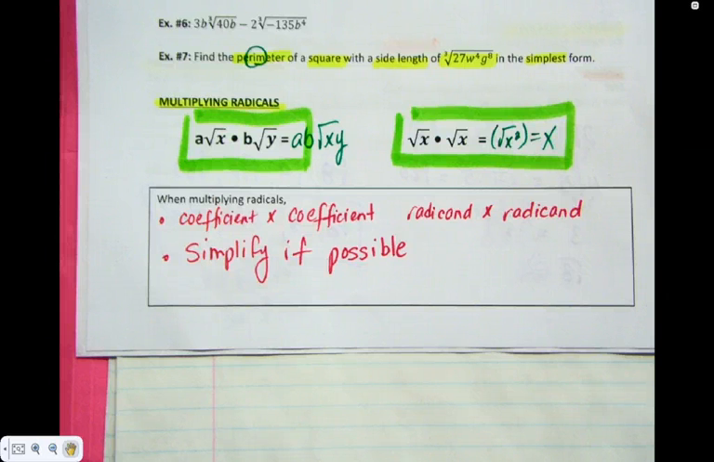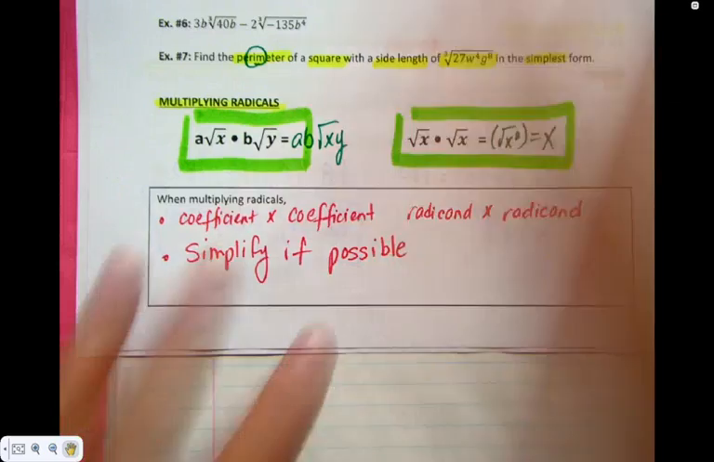That's it. Two steps for multiplying. Coefficient times coefficient, radicand times radicand. Simplify if you can. Yeah, two little steps. Let's do some examples. At first, these seem kind of weird because it's like, there's roots everywhere and there's numbers everywhere.